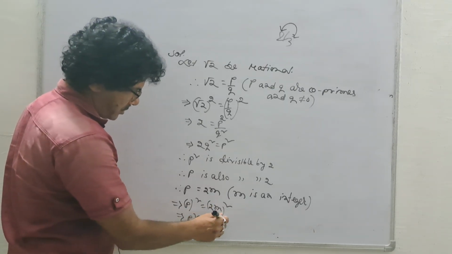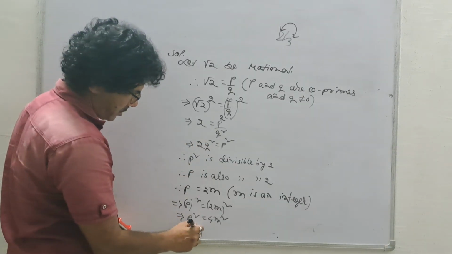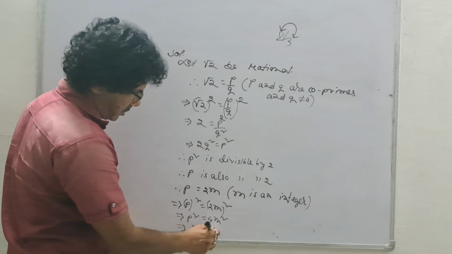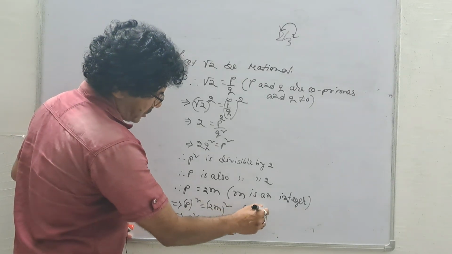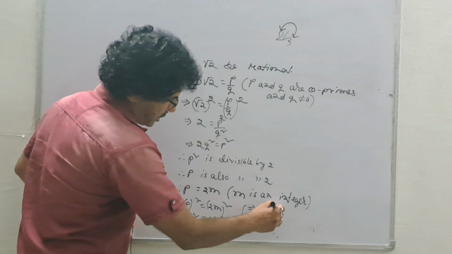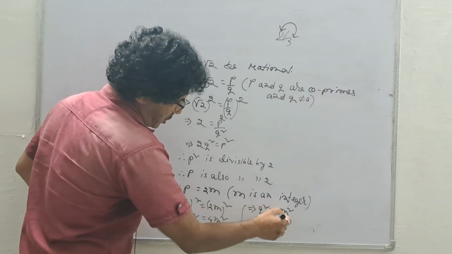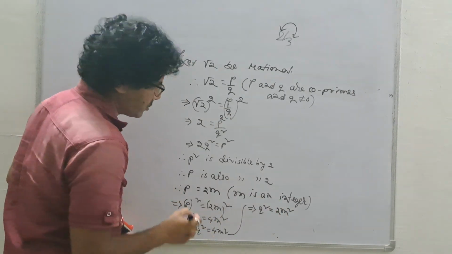P squared is equal to 4m squared, and p squared is equal to 2q squared. That means q squared is equal to what? By dividing by 2 on both sides, we get 2m squared. 2m squared means it is divisible by 2. That is, q squared equals 2m squared, which means q squared is divisible by 2.